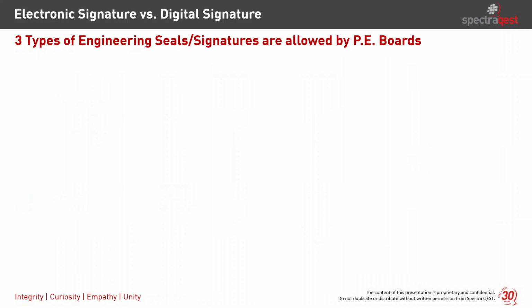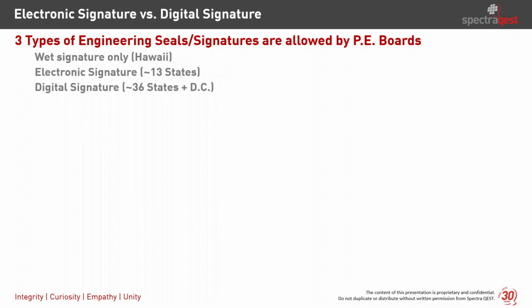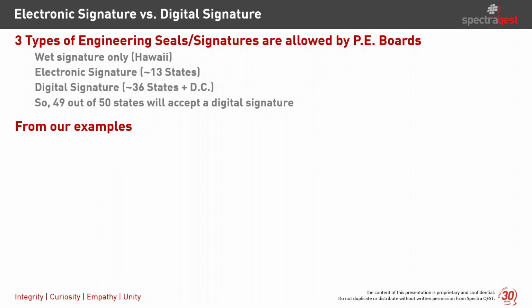Now, there are three types of seals and signatures allowed for by PE boards in the United States. Hawaii only allows wet signatures, so Hawaii is out for this discussion. 13 states have requirements in their boards of engineers that will allow an electronic signature to be used for sealing digital documents. 36 states plus DC allow digital signatures. So 49 out of 50 states will accept a digital signature.